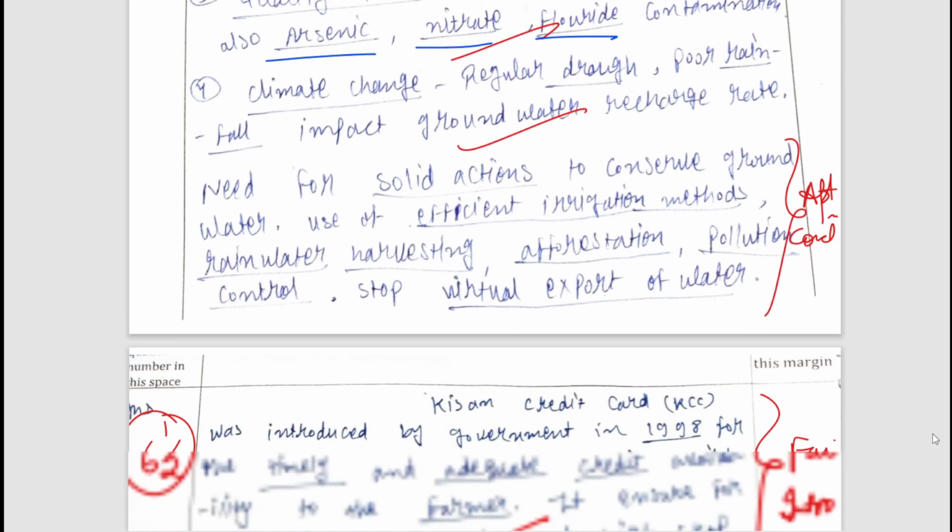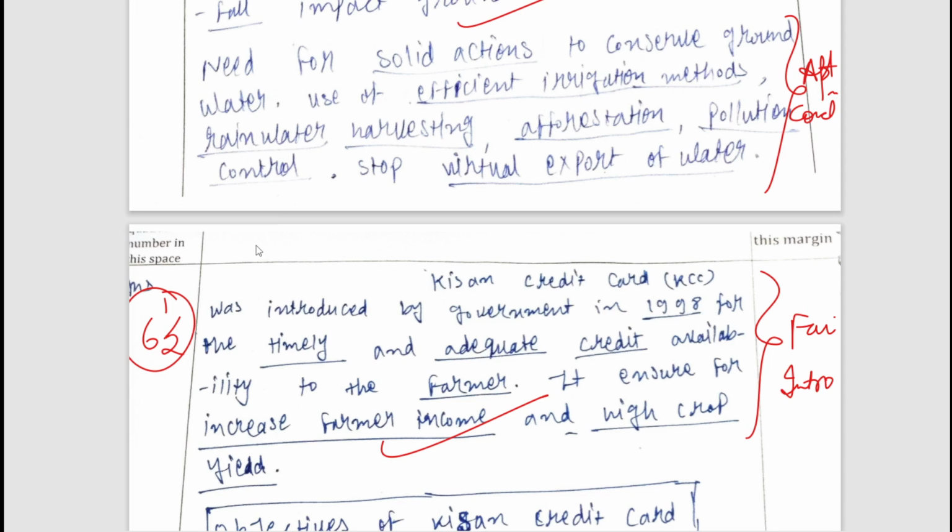Now let's move to the second question. The second question was, write a note on Kisan Credit Card. This was the second question. So let's see how the student has approached it. We all know that the Kisan Credit Card was introduced by the government in 1998 for credit availability to the farmers.